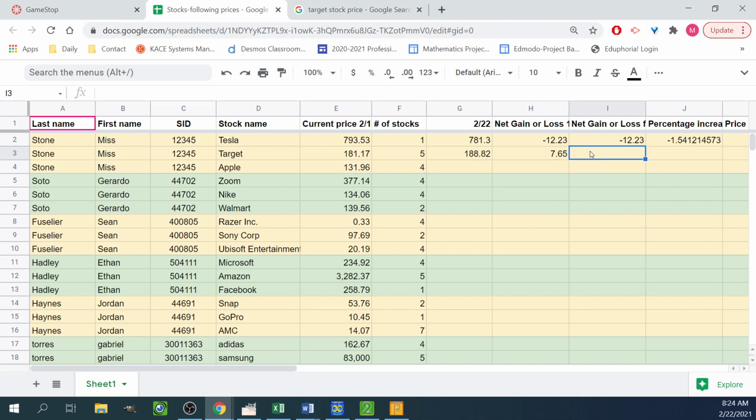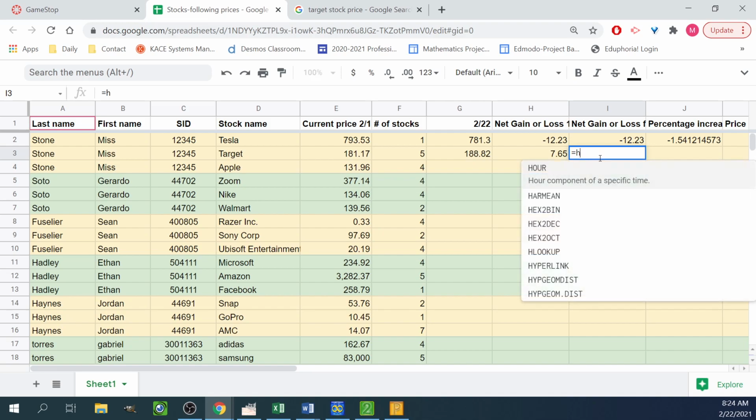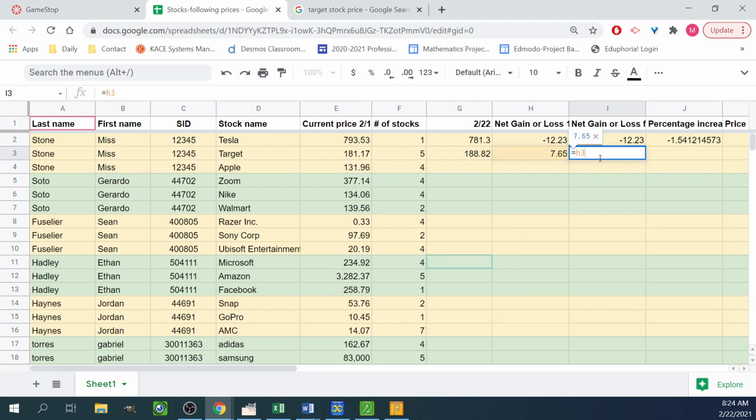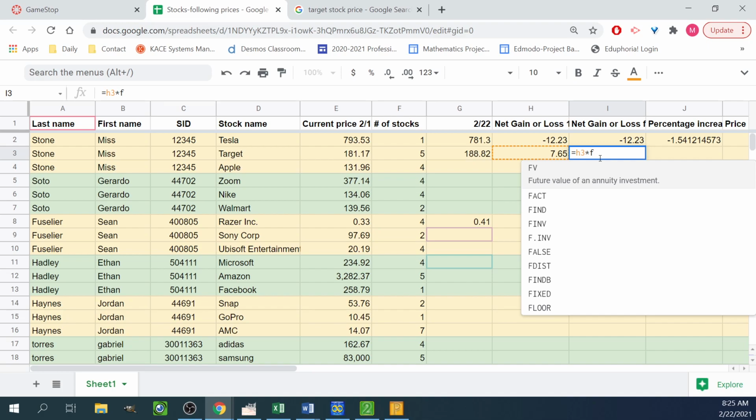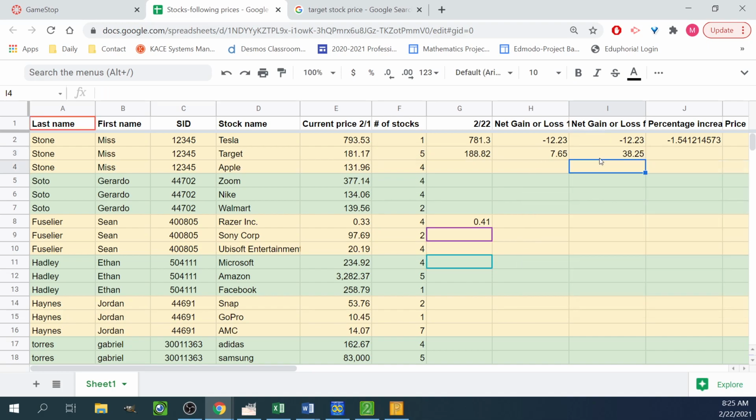Then this is just for one share, but how many shares did I buy? 5. So I'm going to take that and multiply it by 5. So I'm going to just say equals H3, and then times 5. You following me? Times F3. Okay, so that's how much money I would have made.